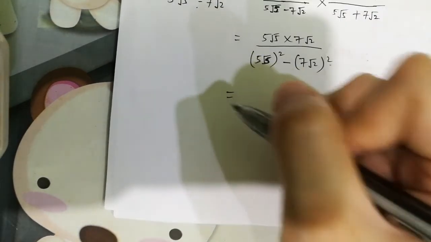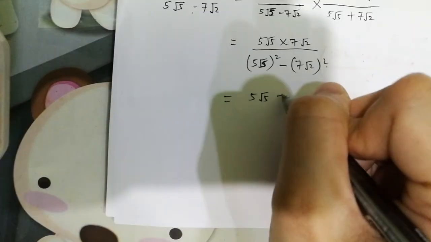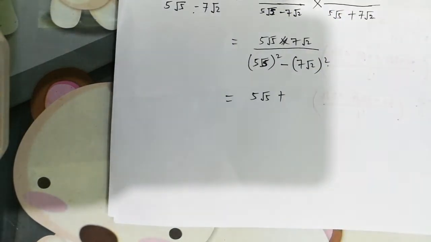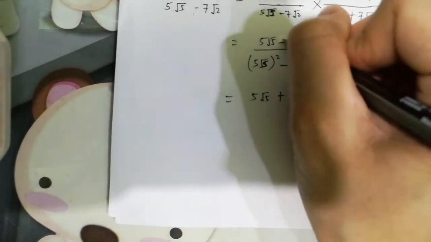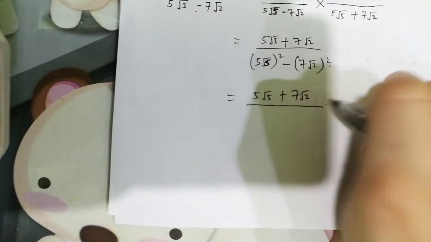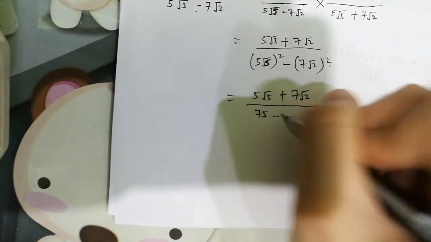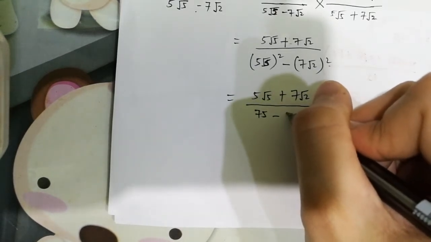So you will get 5 plus, sorry, this is plus, I see wrongly already. Okay, this is plus, 7 root 2. Down here is 25 times 5, 75. 49 times 2 equals to 98.